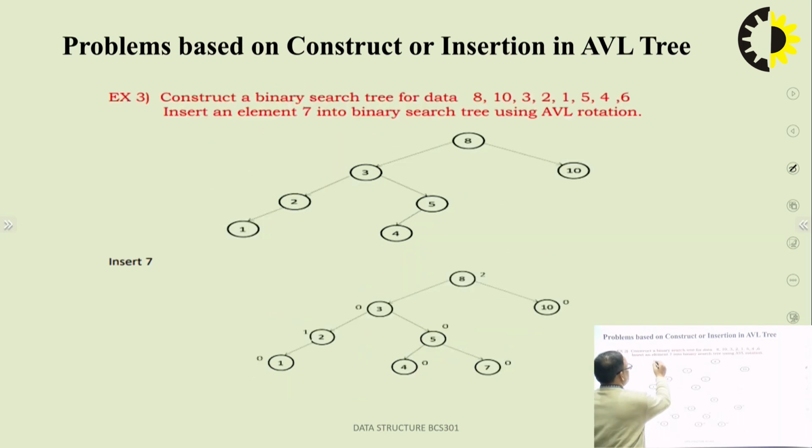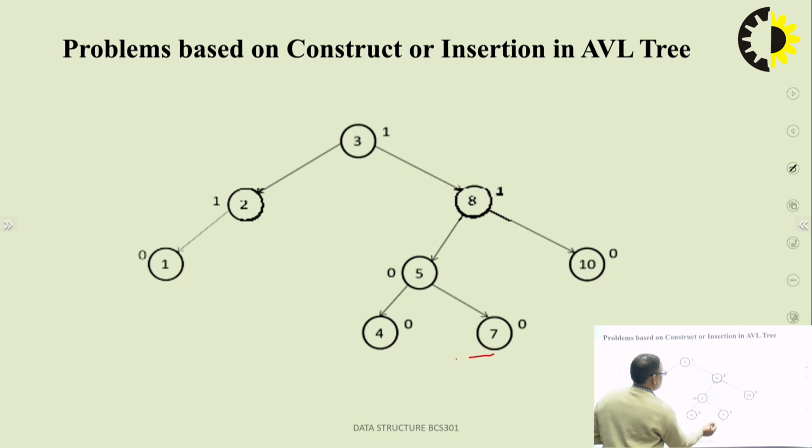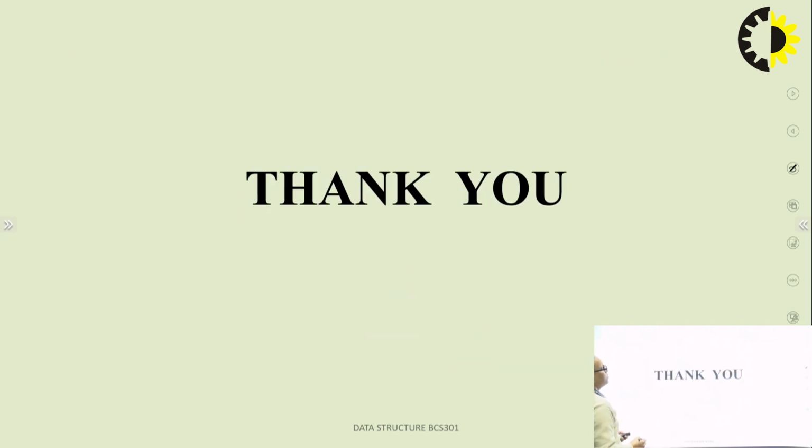In the same way we will construct this AVL tree. This is the binary search tree and we have to insert the 7. After inserting the 7, the tree becomes balanced. So in this way we can construct the AVL tree for a given sequence of nodes. Okay, thank you.